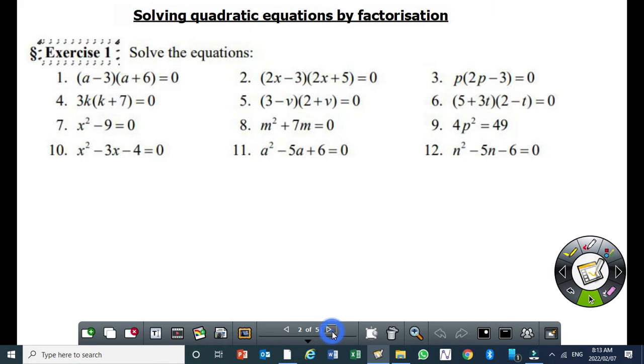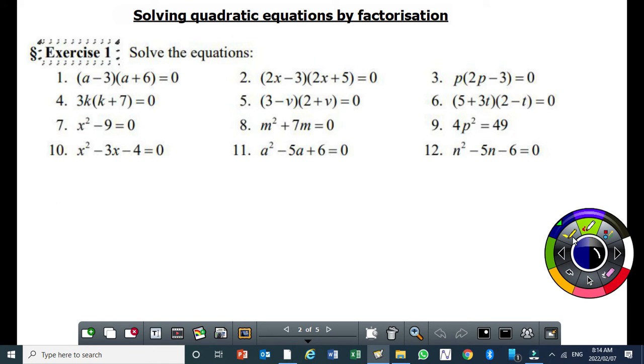Now, without taking too much time, I'm just going to do some examples on factorization. This is like repetition of grade 9 and grade 10 work. Let's start with number 2.